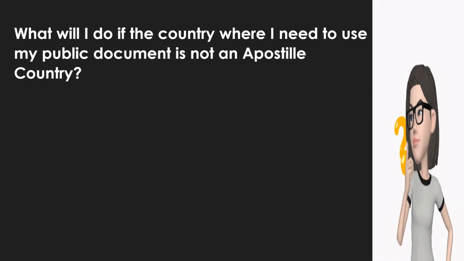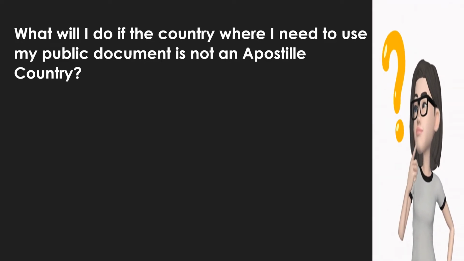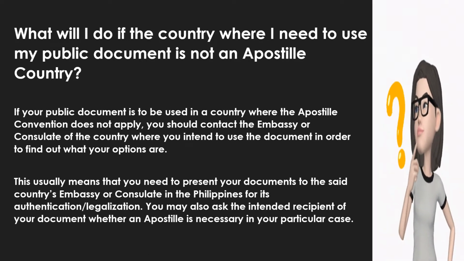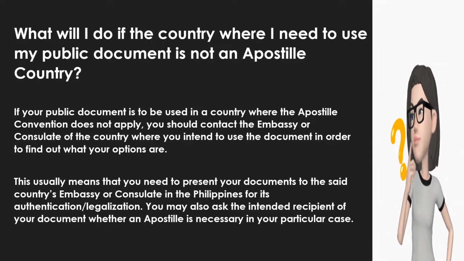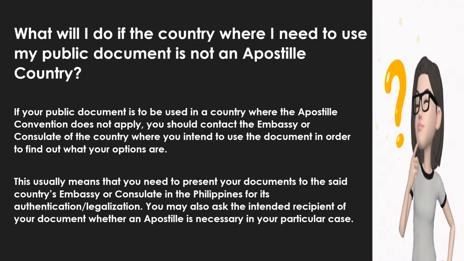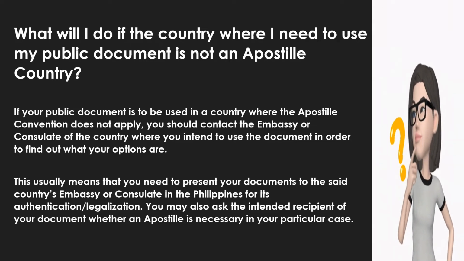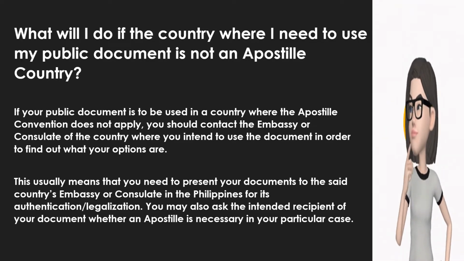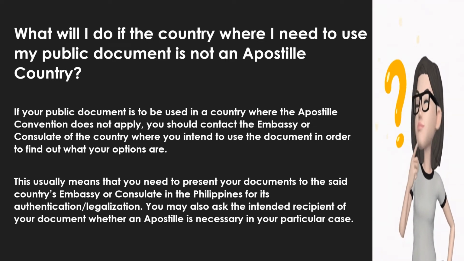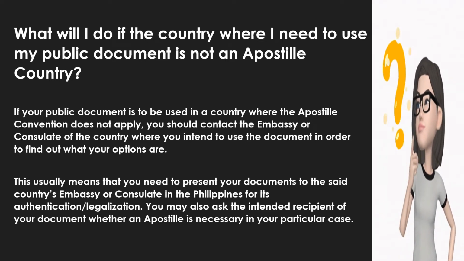First question: what will I do if the country where I need to use my public document is not an apostille country? If your public document is to be used in a country where the apostille convention does not apply, then you should contact the embassy or the consulate of the country where you intend to use the document in order to find out what your options are. This usually means that you need to present your documents to the said country's embassy or consulate in the Philippines for its authentication or legalization. You may also ask the intended recipient of your document whether an apostille is necessary in your particular case.